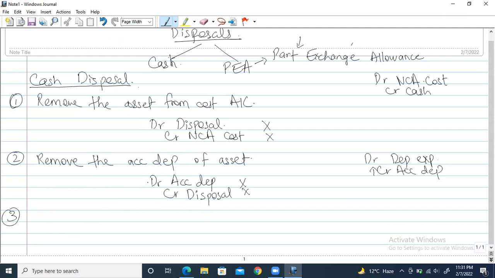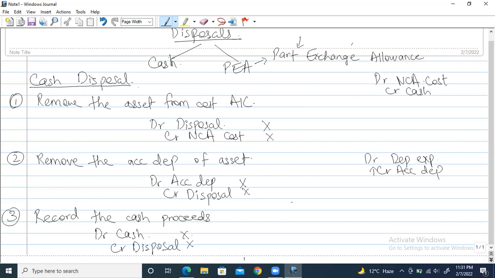So the third entry is when we sell the asset. Now we have removed the asset, we have removed the depreciation. The third step is to record the cash proceeds. So the cash that we received against the asset, we have to record at this step. So what we do is debit cash because we are receiving cash, right? And credit we do disposal. Disposal account is credit over here. Okay, so 3 steps are done.